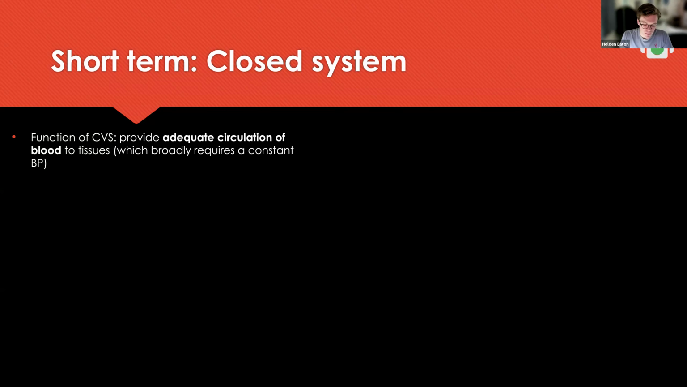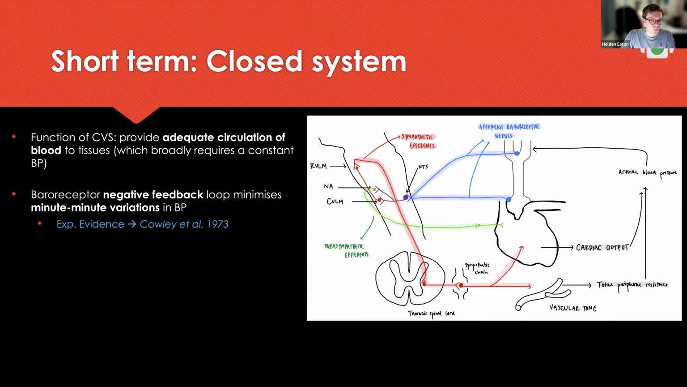And I say broadly because this is a systemic blood pressure that needs to stay the same. At a tissue level, blood pressure can change minute to minute based on metabolic requirements, and it will do. But the whole system, on average, needs to maintain blood pressure to keep your heart, lungs, and brain well perfused at all times. So what I've done is drawn a diagram on the right of the baroreceptor negative feedback loop, which is the short-term regulating system for blood pressure.